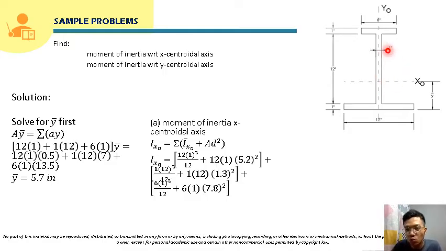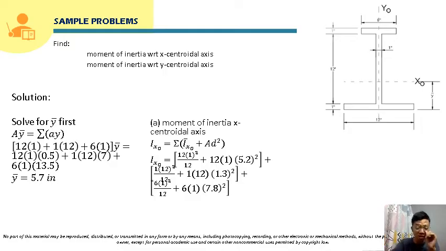So the distance D, let's analyze this. 0.5 plus 12 plus 1 minus y bar. We can solve for this distance. Again, that is 0.5 plus 12, 12.5, plus 1, 13.5 minus y bar. So the distance that will be solved from that will be 7.8. Let me input it in the calculator. Again, that is 0.5 plus 12 plus 1 minus y bar, which is 5.7.